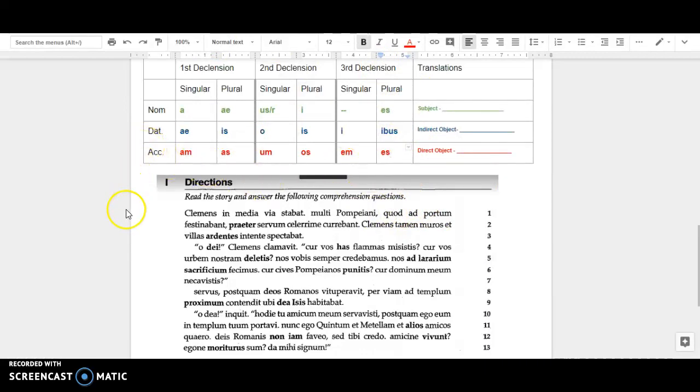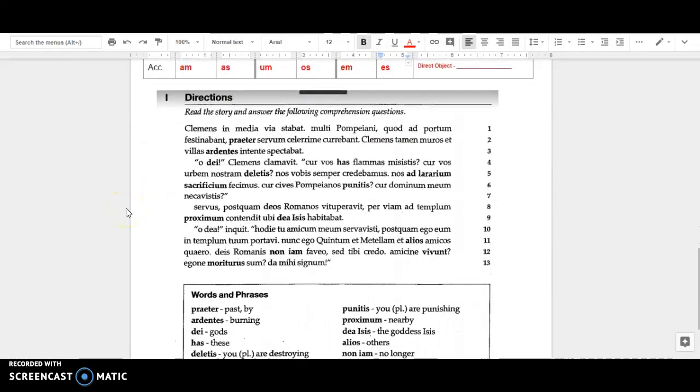Okay, so I have about a minute left here before this thing cuts me off. Basically, I'll read the first couple lines of this to you. This is from the story. Clemens was standing in the middle of the street. Many Pompeians, who were hurrying to the port, were hurrying past the servant very quickly. Clemens, however, was watching the walls and buildings burning carefully.